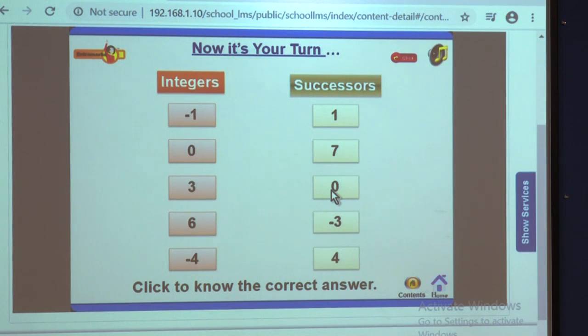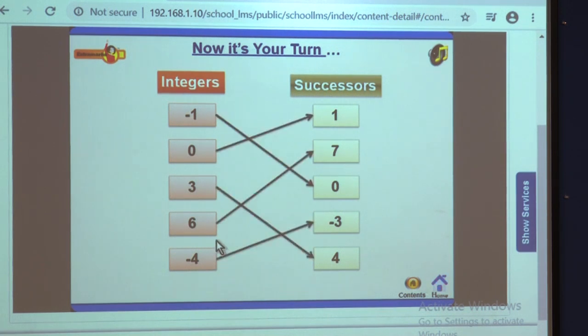So, minus 1 is 0. What will be the successor of 0? Imagine a number line again. After the 0 is a 1. So, you have to solve these different types of examples, write your own integers and find out their successors.